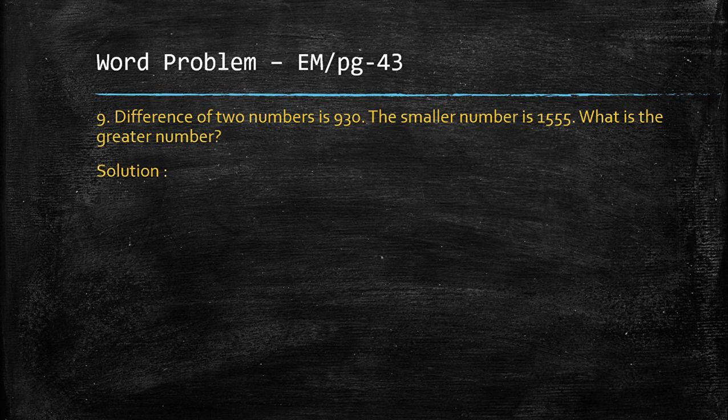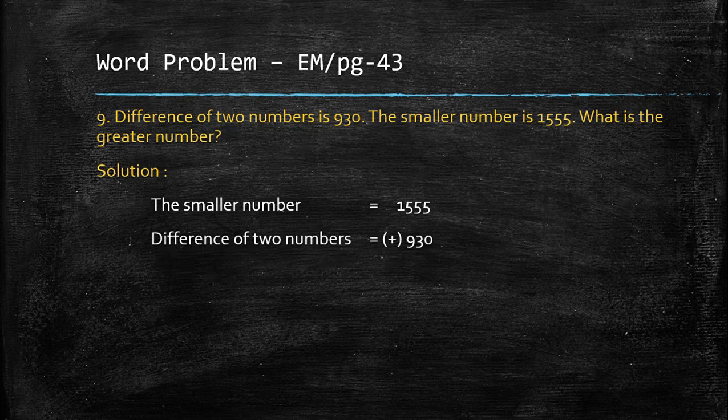So how will we write our first line? Like this way. Here the smaller number is 1555 and our next line is the difference of two numbers, what? This 930 here. Okay, and now we have to add them. So let's add them and the result is this.